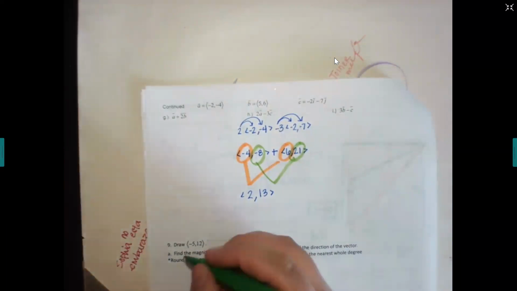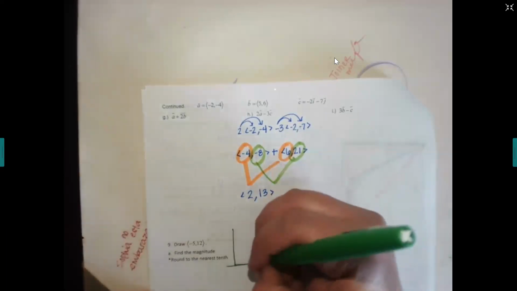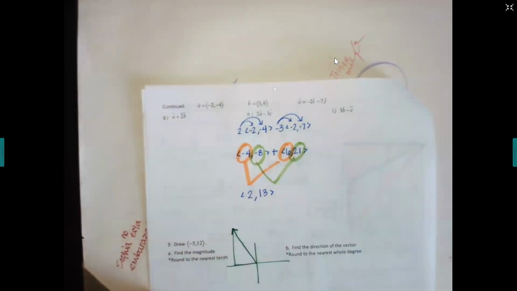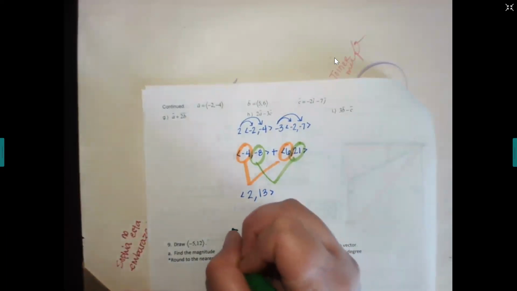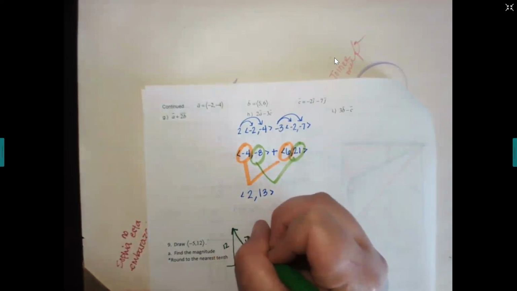All right, go ahead and take a look at the next one. It says to draw the vector, find the magnitude, and then find the direction. So remember, when you're drawing these vectors, pictures don't have to be perfect, you're just sketching it. So for example, if it's -5, 12, I would go to the left 5 and then up 12, my vector would be here. Okay, so remember, it's -5, up 12, then my vector is here.